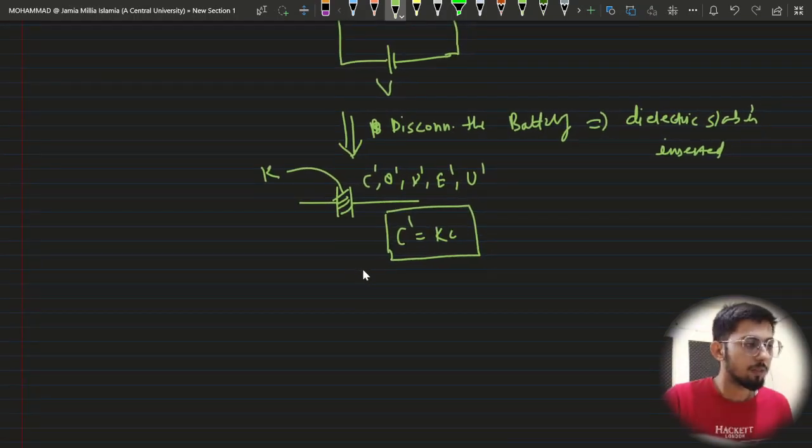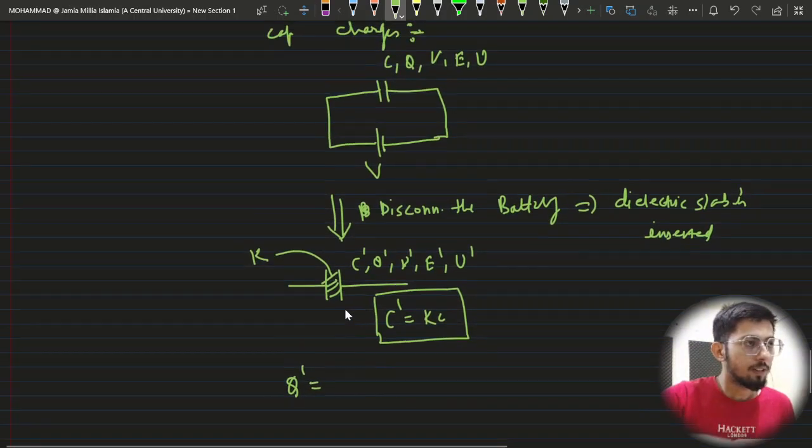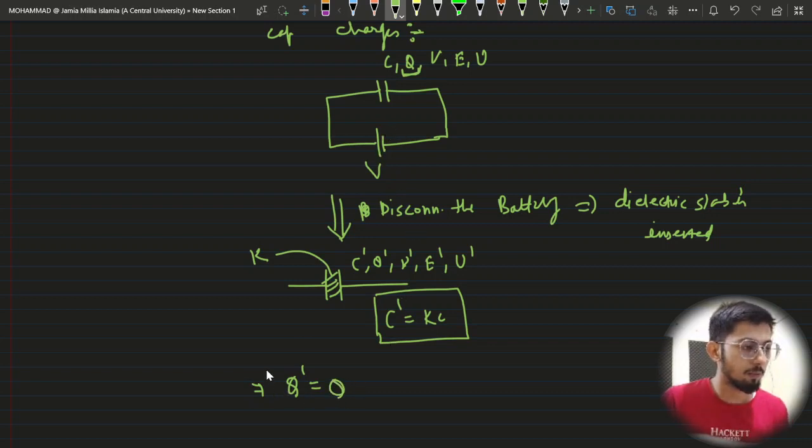Now, what do you say about the charge? So Q dash will be how much? See, the capacitor was initially charged to some value. It holds some charge Q in it, and now the battery was disconnected and the dielectric, which is some insulator, is inserted. There is no way we are going to get any additional charge here because no electric process is even taking place. So Q dash will be Q only.